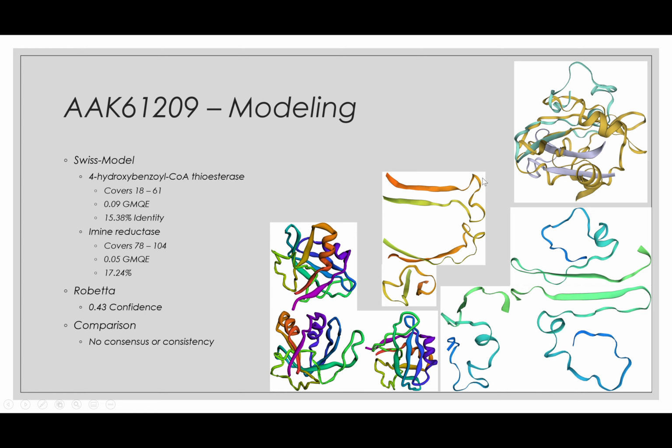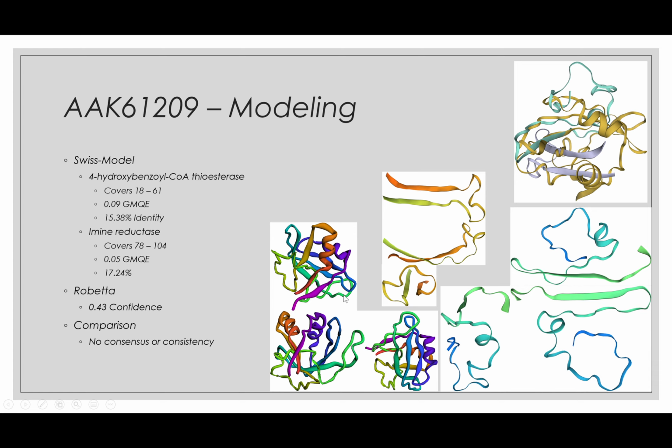Looking at the modeling here, the Swiss Model, there were 2 different templates that covered different parts of the sequence, but both gave poor GMQE and identity percentages. Those models are in the corner here. You can see the green and blue model for the first one, and the orange and yellow for the second one. The Robetta model had a 0.43 confidence.